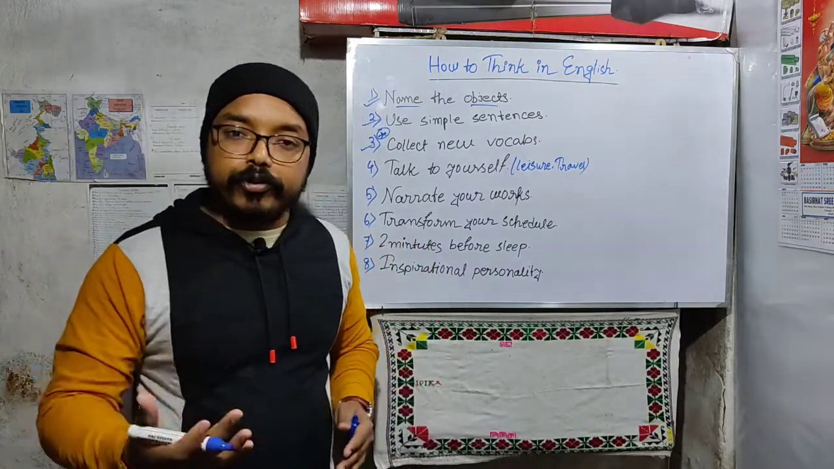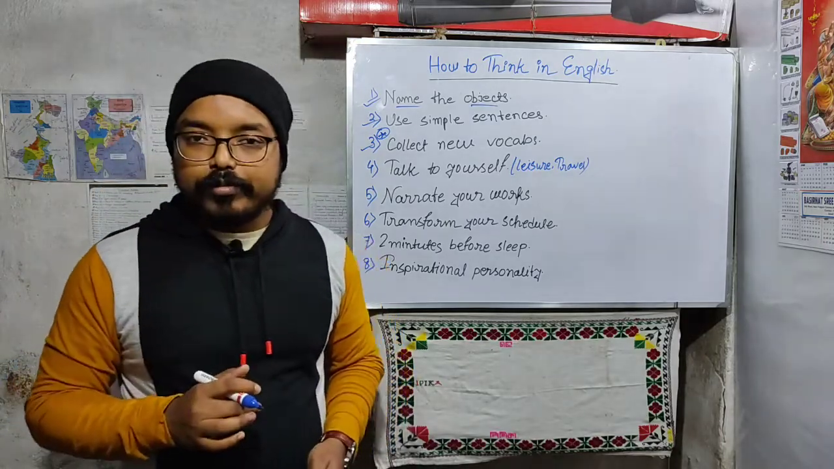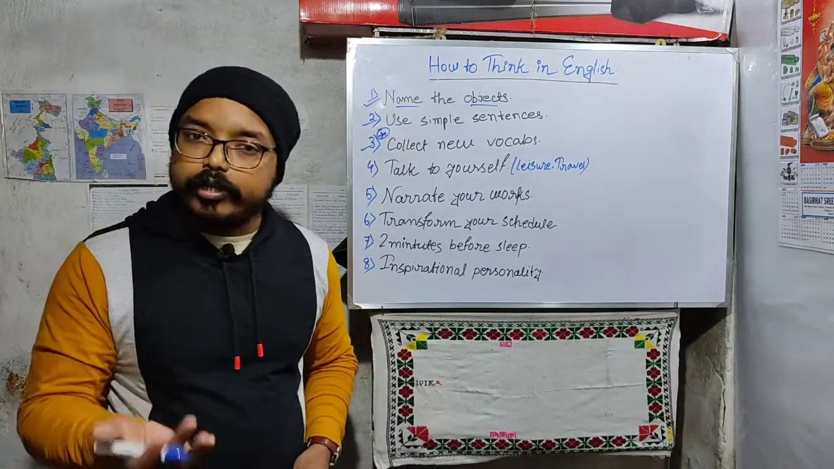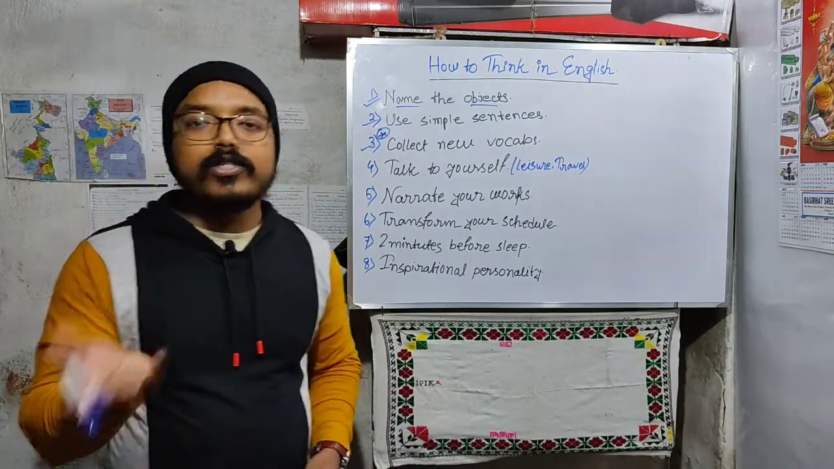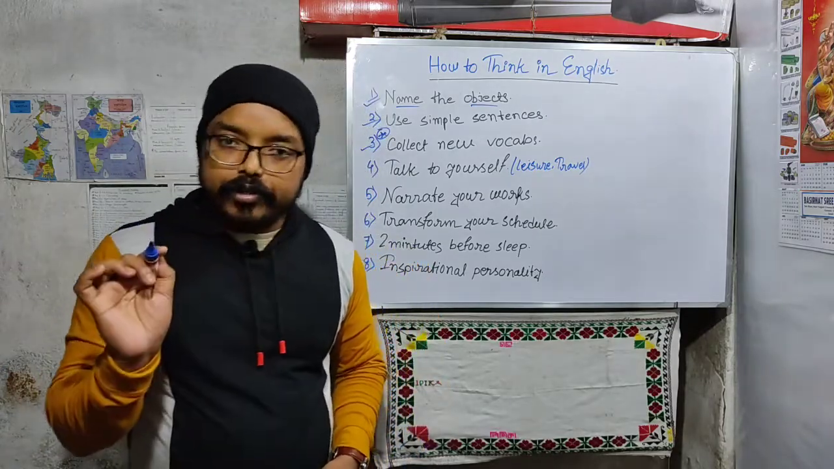So what should we do to collect new vocabs? The richest source of vocabs is newspapers, journals, magazines, or storybooks. Find your point of interest and just read.